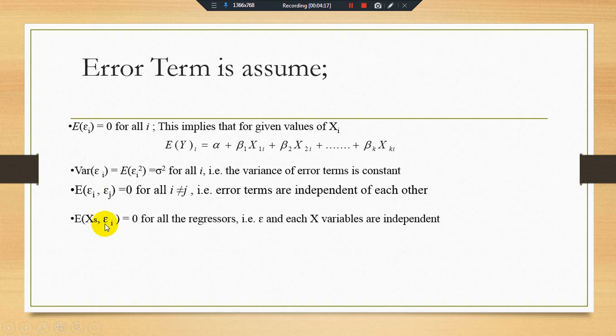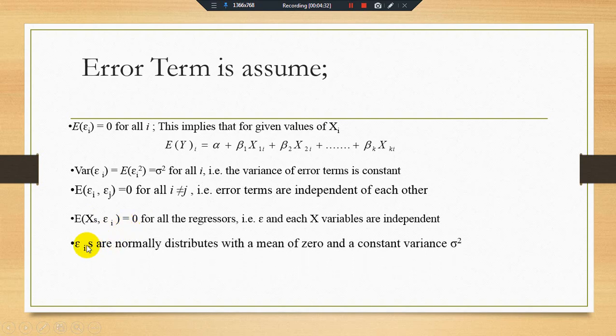There is no relationship between the error and one independent variable or all the regressors. So the error and the explanatory variables are independent of each other. Errors are normally distributed with a mean of 0 and a constant variance. So these are the four or five main qualities which we assume when conducting any type of multiple linear regression analysis.